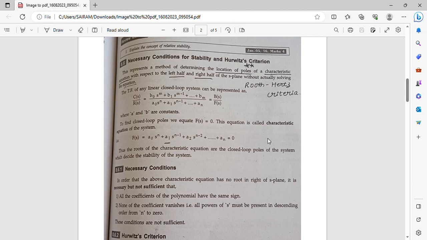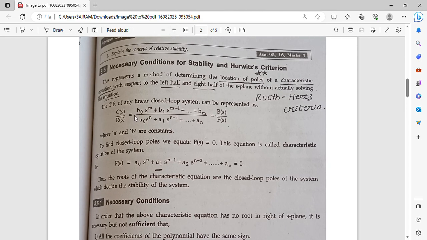So see here, I am supposed to read this now. So I'll read it and tell you. So please do look at this. So this represents a method of determining the location of poles of a characteristic equation with respect to left half and right half of the S plane without actually solving the equation. So that is what this methodology is. So Hurwitz's criterion methodology or conditions for stability, we learn it over here.